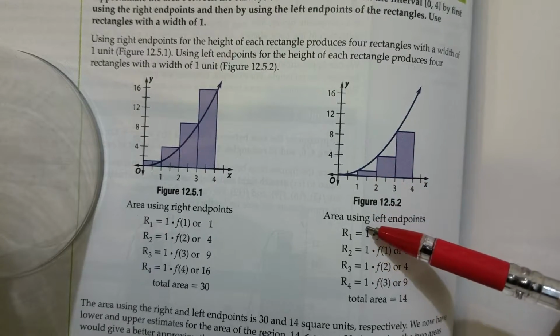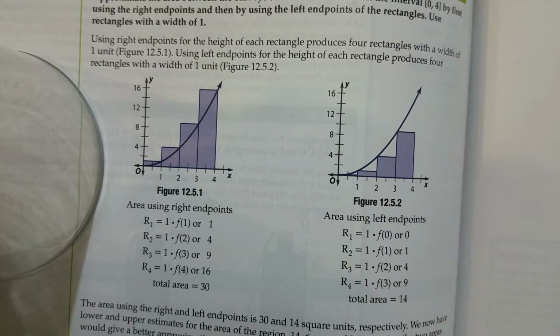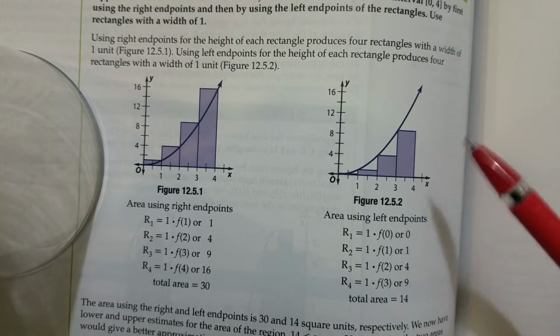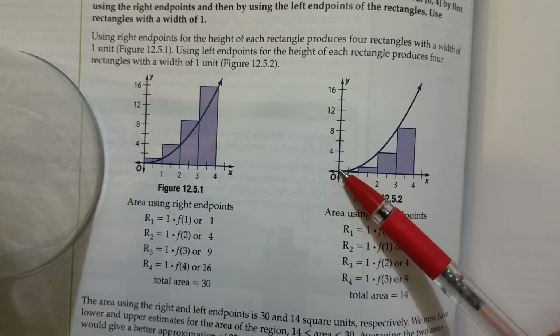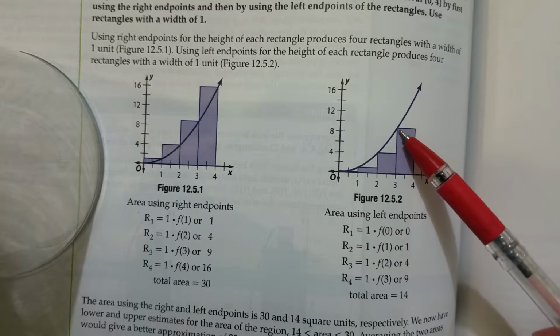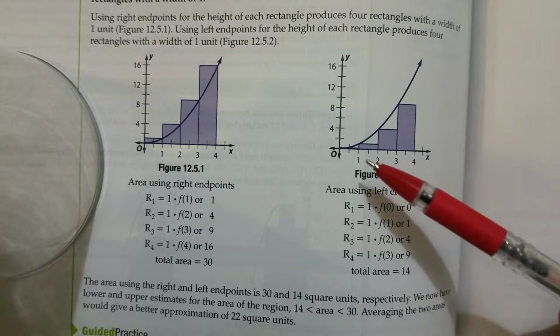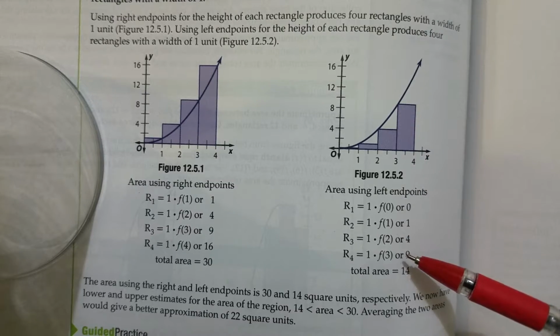And again, the width is always 1, 1, 1, 1. I said always, but I mean in this problem it's always 1. In other problems it might be different. And to find the height, you'll plug in the endpoints. So here we plug in 0, then we plug in 1, then we plug in 2 and 3, and multiply together. And so you find the area of each rectangle separately, and you add them all together.